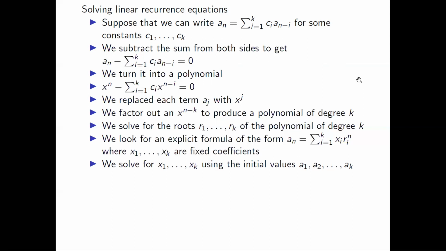Now, it's not that important for us to use the initial values to solve for x1, x2, up to x sub k. All we have to use are k distinct values of the sequence. However, usually the initial values will give us simpler equations to work with than larger values of the sequence. But it will really depend on the sequence.